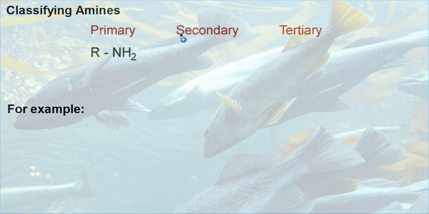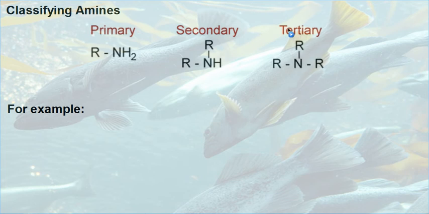If we have a look at the secondary amine, we see the nitrogen now has one of the hydrogens replaced with another carbon group, carbon-based group, and that could be the same as the original hydrocarbon side chain, or it could be a different group. But basically we look for the nitrogen having one hydrogen attached.